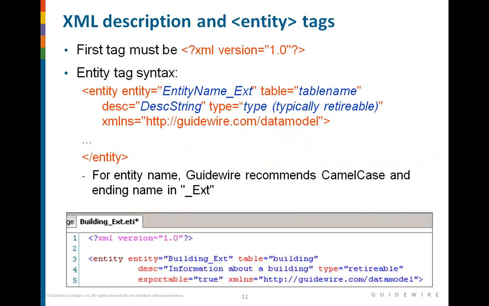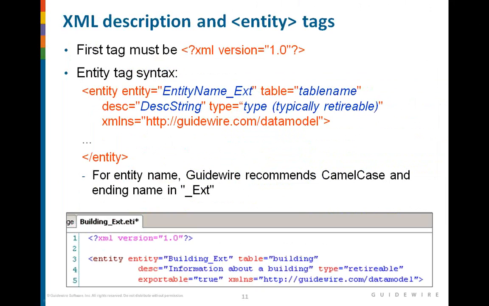Entity equal to the entity name underscore ext, and table equal to the table name where we want to persist the entity information, and description. Wherever you see the description attribute, that is purely for data dictionary purposes. That string will be generated in the description field of the data dictionary. And type equal to typically retirable. In general we will be using retirable only. There are some other values like editable, which I will explain here.